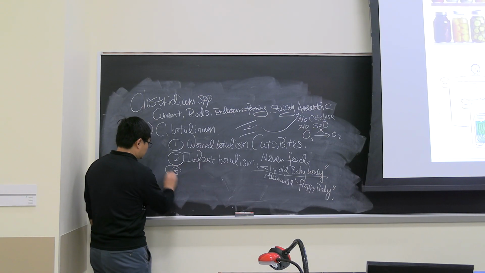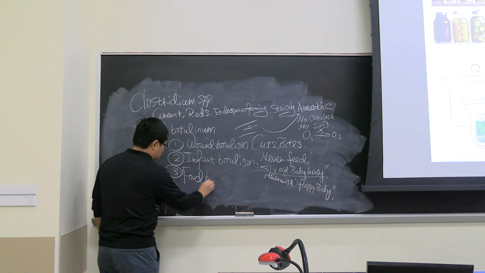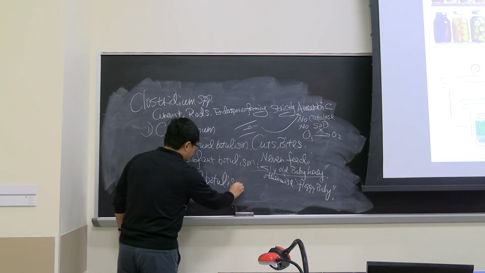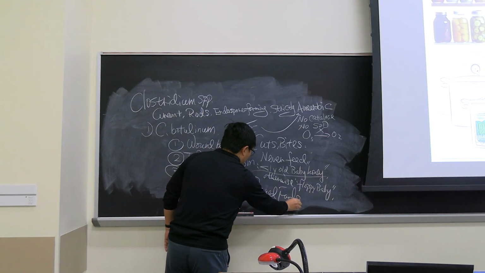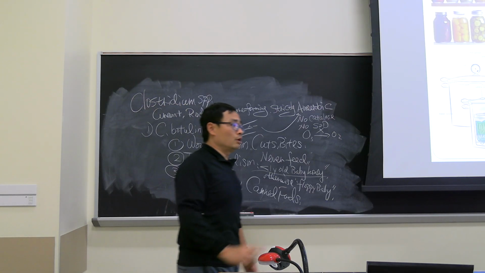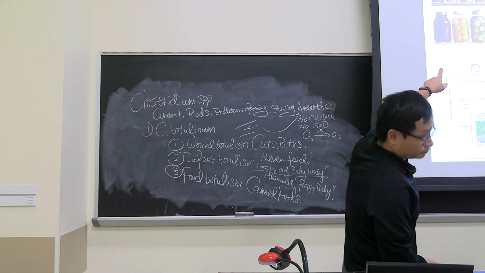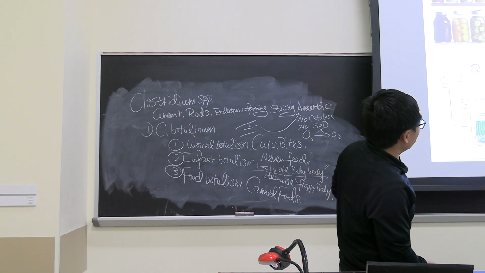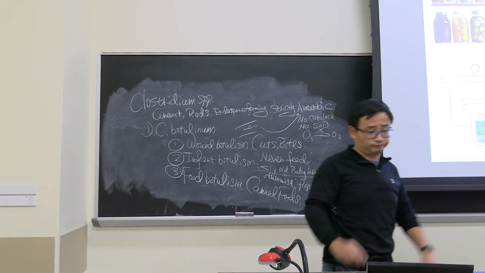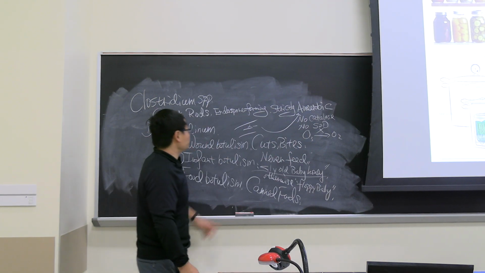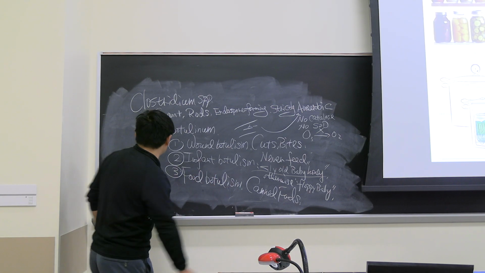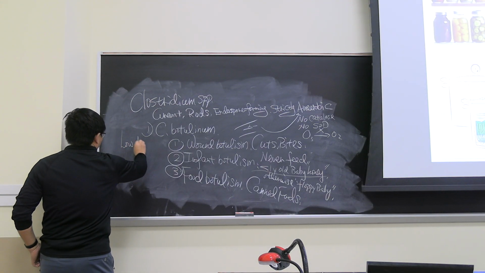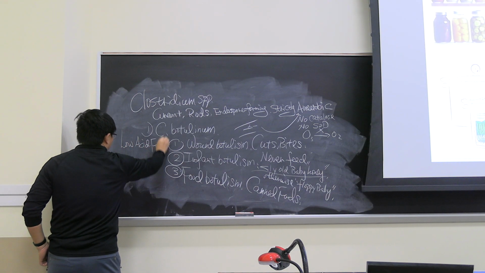Number 3 is food botulism. What is that? Canned food. First of all, you more or less see some canned food. It looks like that. Put in corn, pickles, potatoes, tomatoes, all kinds of things. You can do all kinds of canning. Canned food is a little bit tricky. We categorize those as low acid food. So what do we mean by low acid foods?